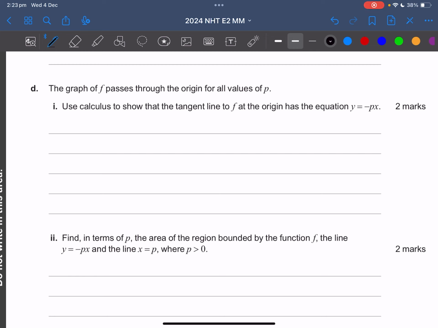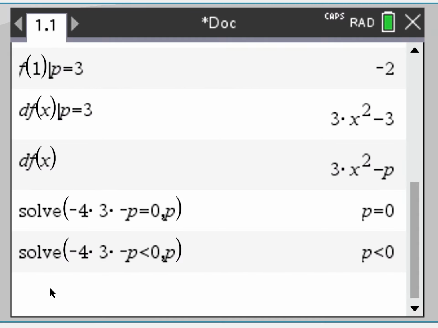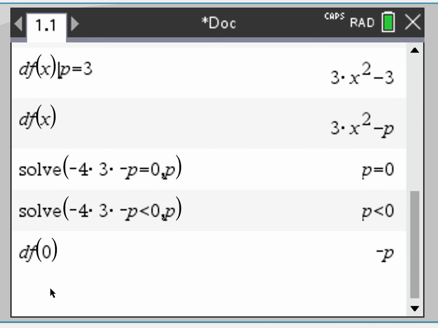So in this case, now we have to show some working out, of course, because it's a show that question. So what we'll do is, we'll first show that the gradient at the origin is going to be negative p. So we'll write f dash of 0 is going to be equal to minus p. I mean, looking at the gradient, that is. So let's have a look already on the CAS. So df of 0, there you go, so minus p.